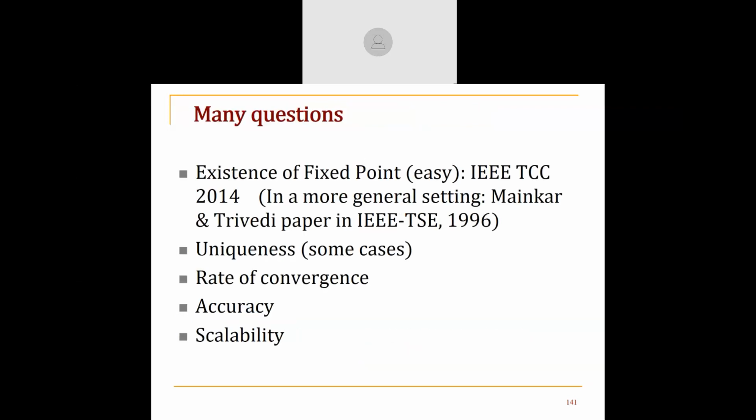And it turns out that existence of fixed point is relatively easy. And there's a paper in 1996 that we wrote in a very general setting that shows the existence of fixed point. But uniqueness of fixed point, in some cases we can establish, but in general, it's a difficult problem. And the rate of convergence in general is a difficult problem, but in practice, we found that within 3 or 4 iterations, most problems usually converge.